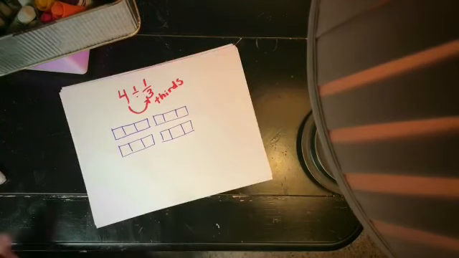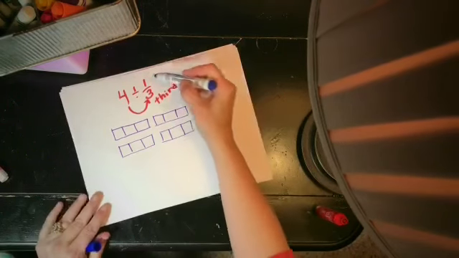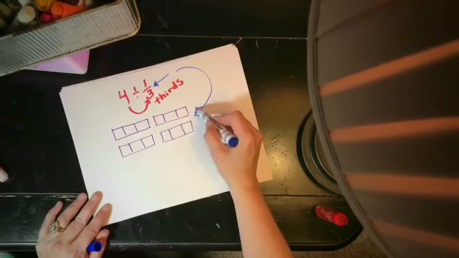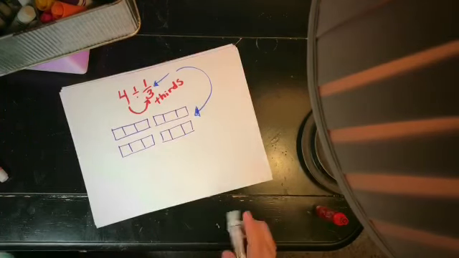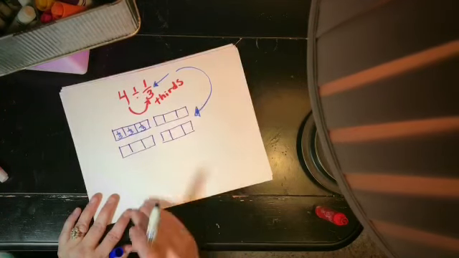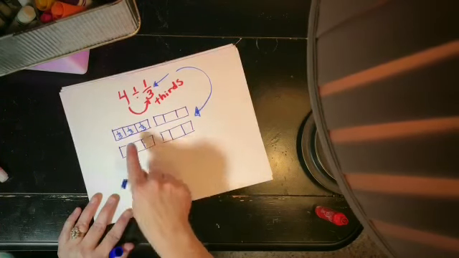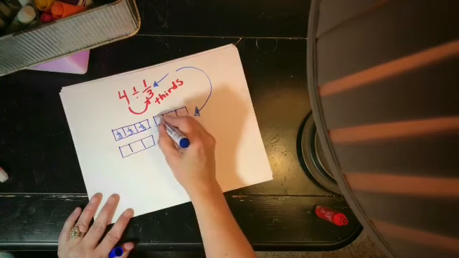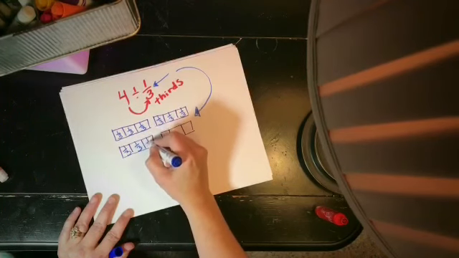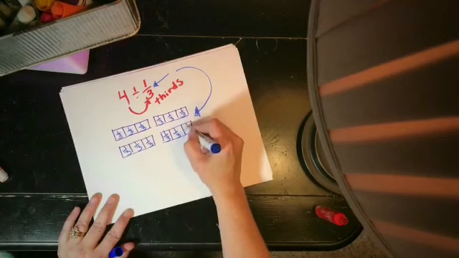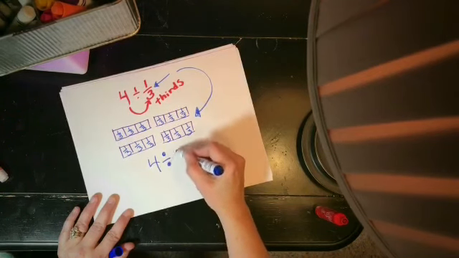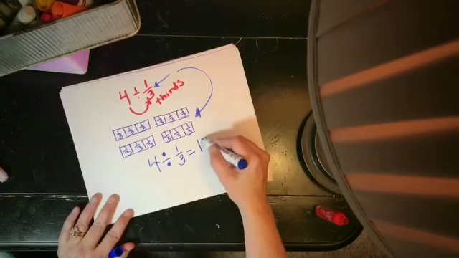Okay, and then the question that I need to ask myself is, how many groups of 1/3 can I find in these 4 wholes? Okay, so let's take a look at these. I know that I have a third here, I have another third, and I have another third. So 3/3 equals 1 whole. So I have 3/3 in this one, so I have 1, 2, 3, 4, 5, 6, 7, 8, 9, 10, 11, and 12. So 4 wholes divided by 1/3 equals 12.